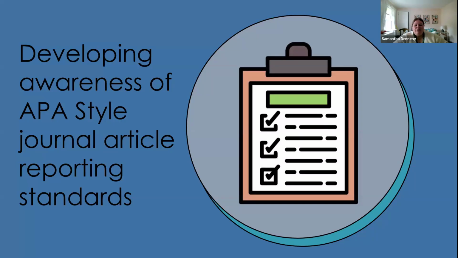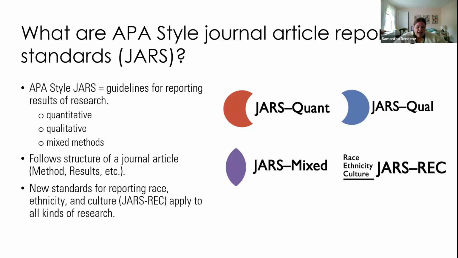I'm going to talk about developing awareness of APA Style journal article reporting standards, which we often refer to as JARS colloquially. As educators, you might be familiar with journal article reporting standards, maybe from your own research. They may seem complex, but they can also be really helpful for students of all levels, because they provide clear instructions for what should be communicated in research.